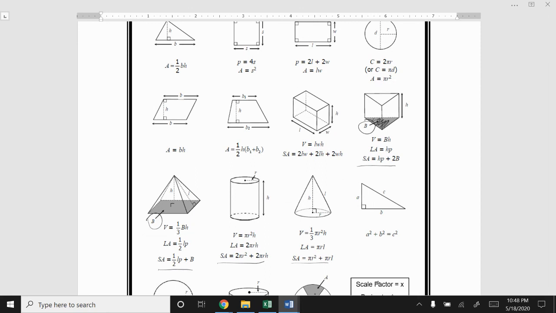Also, your height is not always going to be the height of, say, a triangle on the base. It'll be the height that connects your two bases, right? On a pyramid, your height will go from the center of the base to the point of your pyramid.